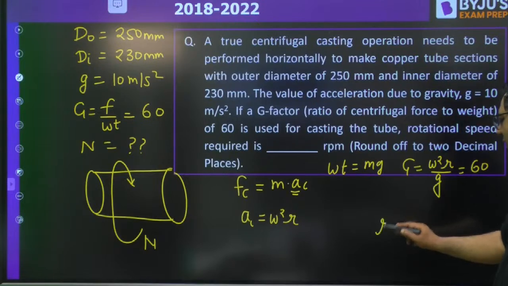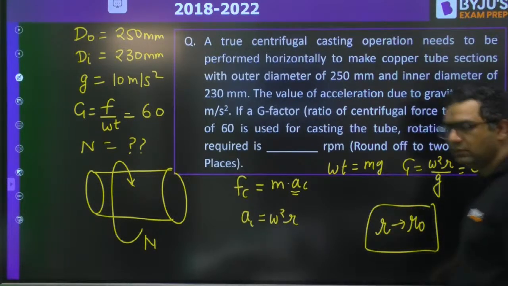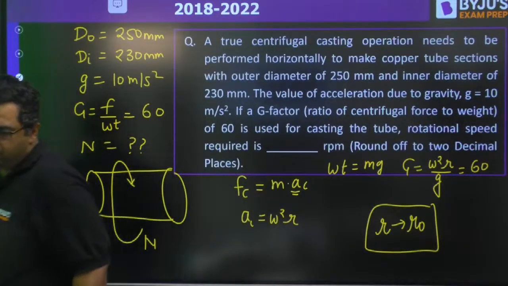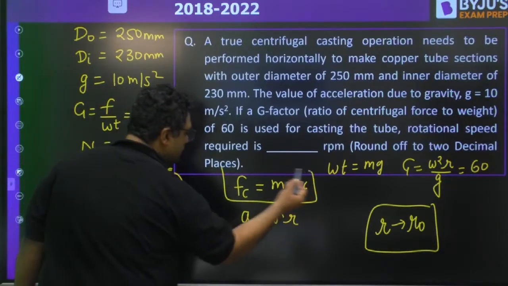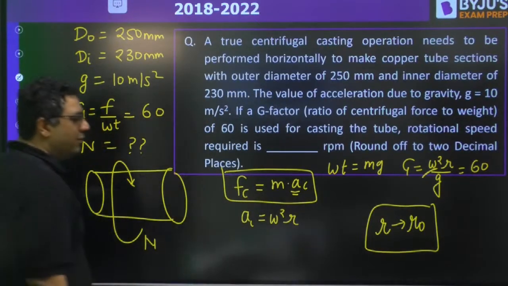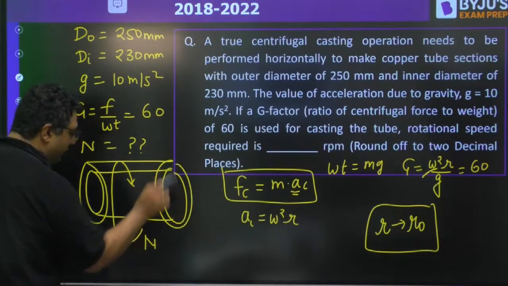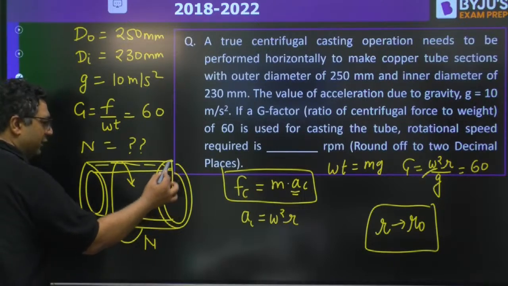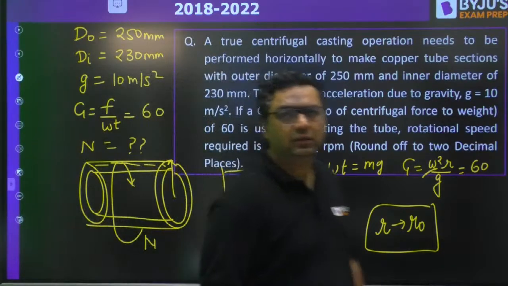You need to consider R as R outer for the safer design. For the safer design, we need to take the outer diameter, because this is the force required, and this is the speed required. If you want to fill the cavity till the outer diameter, for that you need to apply the force according to the outer diameter. So solve it and get the answer.